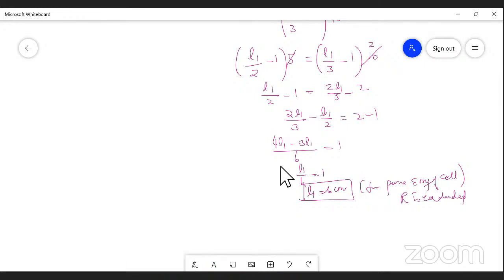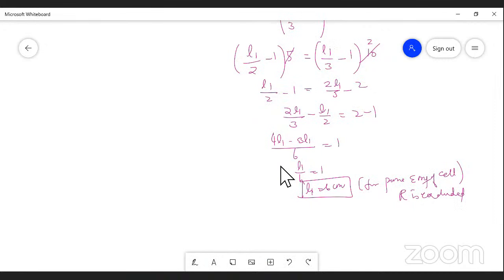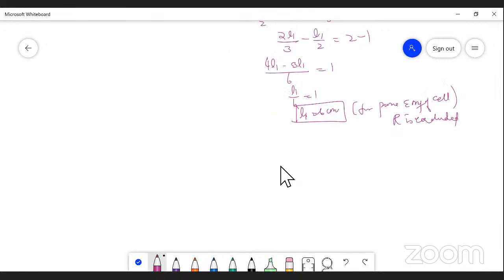Now, using this value of L1, we can find the value of the internal resistance of the cell. So we can write small r is equal to L1 by 2 minus 1, into 5. We can write 6 divided by 2 minus 1, into 5. So 3 minus 1 into 5, so 2 into 5. This is 10 ohm. In the other expression also, we will get the same result.